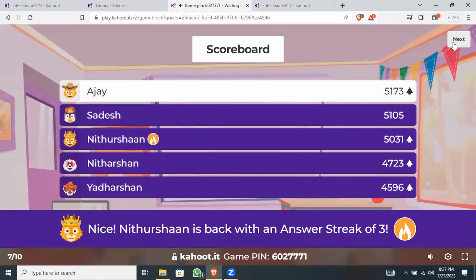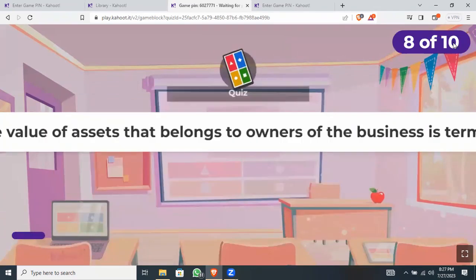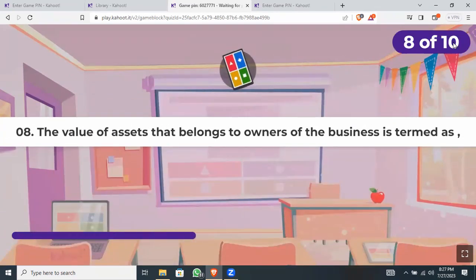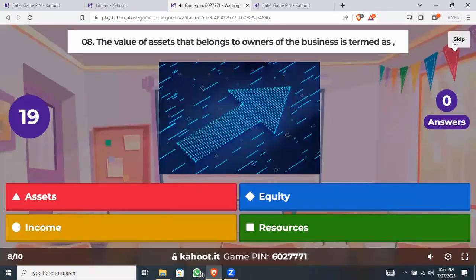Ajay got the first place, and now we can move to question number 8. The value of assets that belongs to the owners of the business is termed as assets, equity, income or resources.